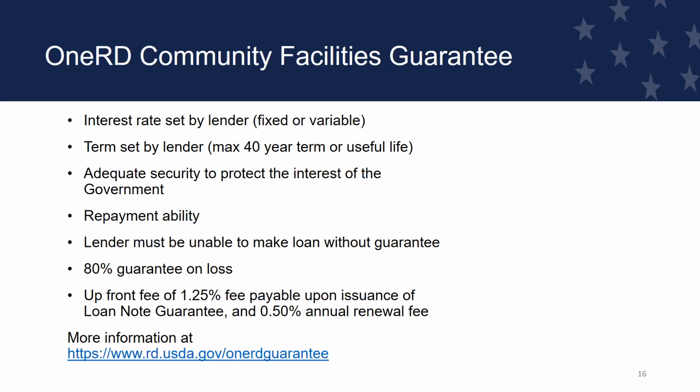You typically see our guaranteed loans as a mixture with our direct loan on very large projects. We've funded hospitals as large as $350 million. So if you're looking at a large regional hospital, that's the largest that we've done, but we frequently see them over $100 million. And you'll typically see a community facilities direct loan and a community facilities guaranteed loan as a combination, along with other sources of funding. So that's where you typically see our guaranteed loan engaged in the process.